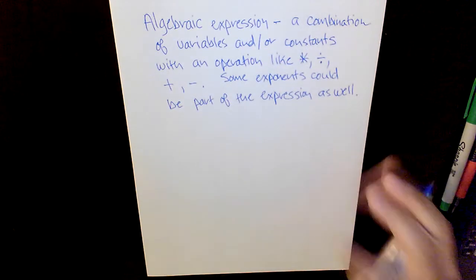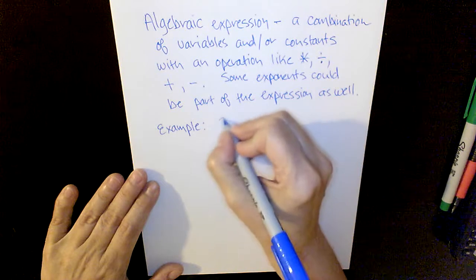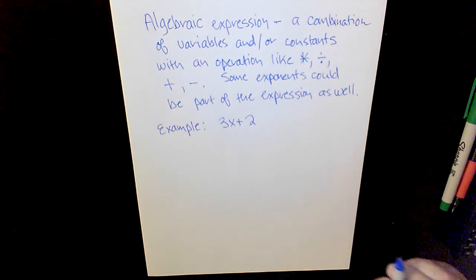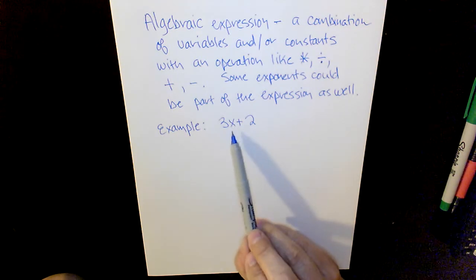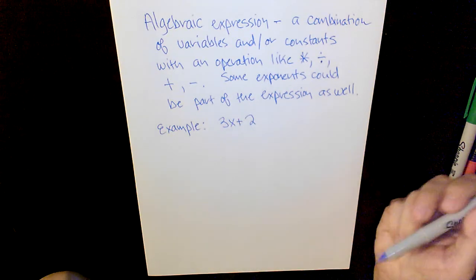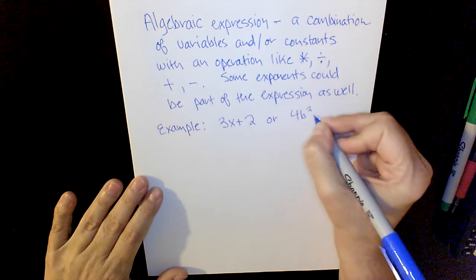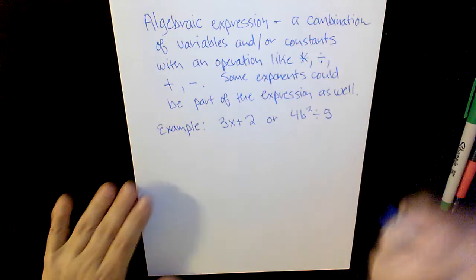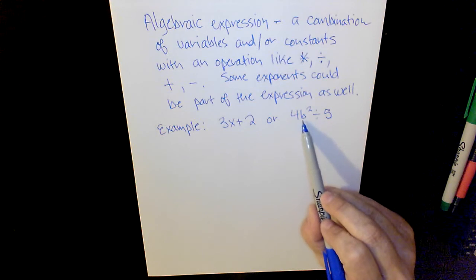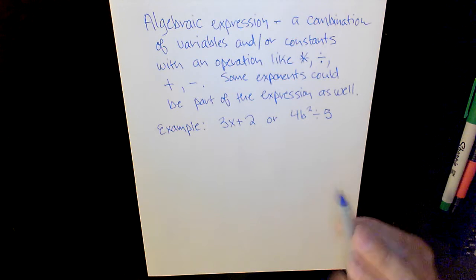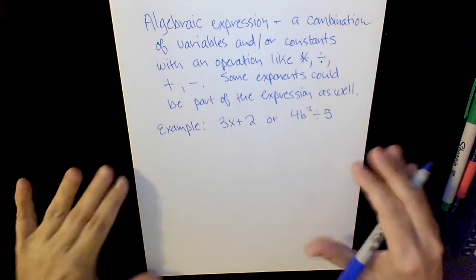So, an expression, let me give you some examples. 3x plus 2 is an algebraic expression. It's got the constants, the variable, and the operation is addition. 4b squared divided by 5 is also an algebraic expression. You got an exponent in there, you've got a variable of b, you've got some constants, and the operation is division. So there's millions and jillions of them.